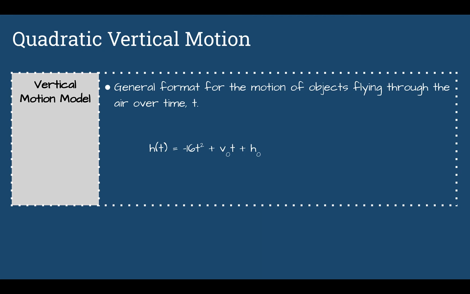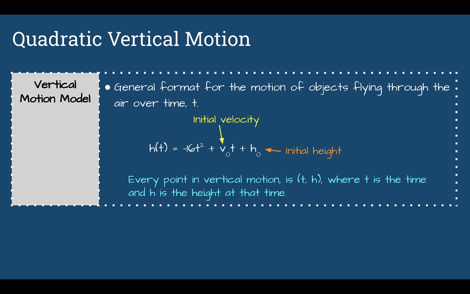The vertical motion model is h of t equals negative 16t to the second power plus v sub 0 t plus h sub 0. And this is the basic one we're going to use when objects are moving through the air. In our equation, we have v sub 0, which is your initial velocity, and h sub 0, which is your initial height. Those two things will be somewhere in the problem, and we're going to plug them in to the equation so that we can graph it or determine information from it.